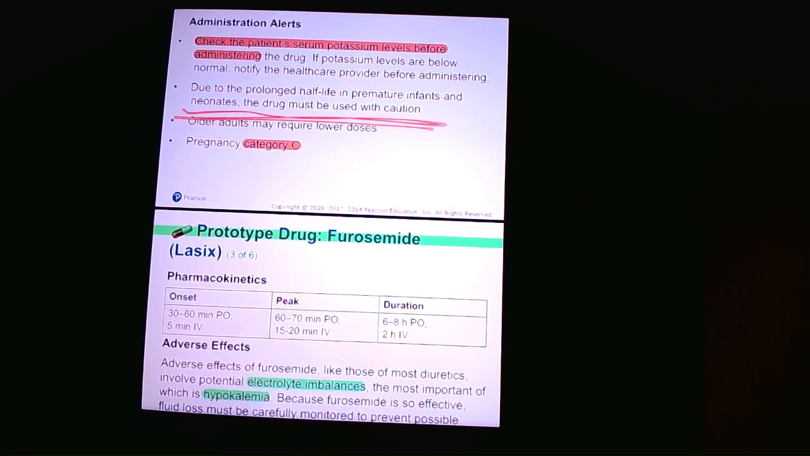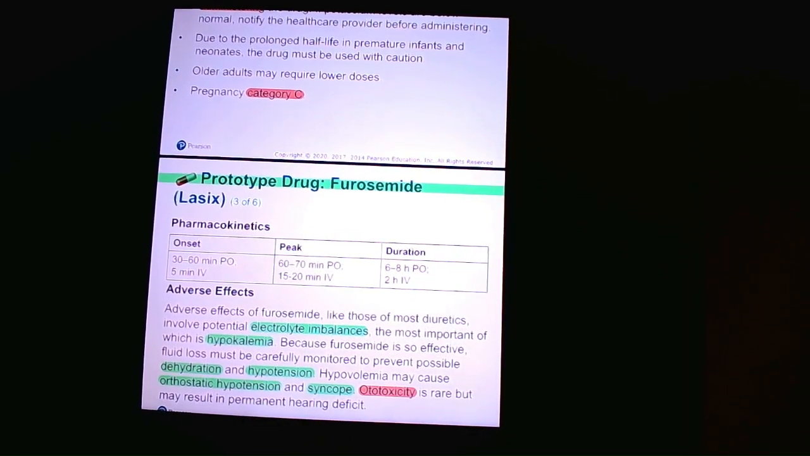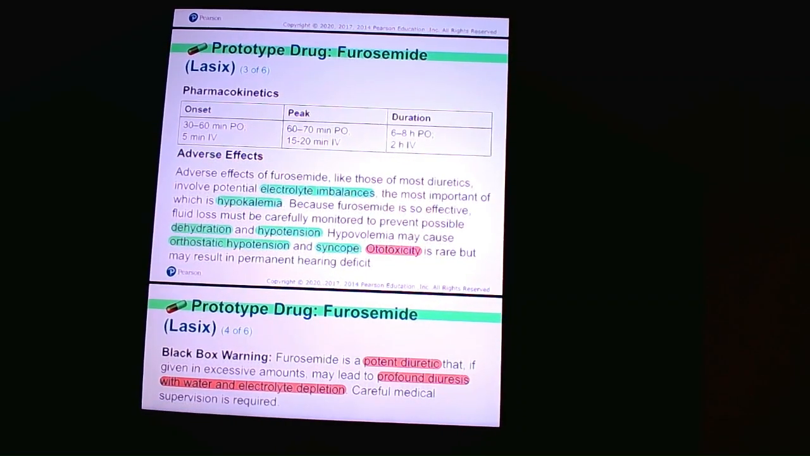It has a long half-life, right? So probably watch out with kids, right? And especially infants because they're developing, they require as much fluids as possible. Older adults may require lower doses, right? Especially with a possible history of renal disease, right?